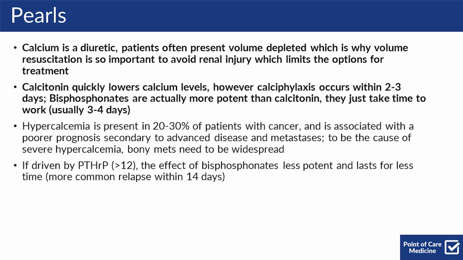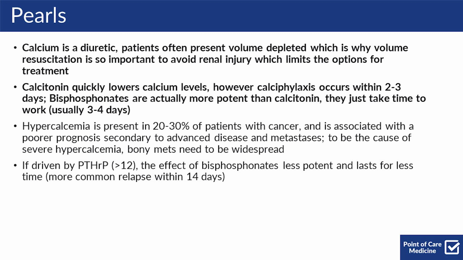Calcitonin quickly lowers calcium levels, which is why it's used in severe hypercalcemia. However, there's tachyphylaxis, which occurs over 2 to 3 days, which is why we tend to not give it for more than 48 hours. Bisphosphonates themselves are actually more potent than calcitonin. They just take more time to work, usually on the order of 3 to 4 days.